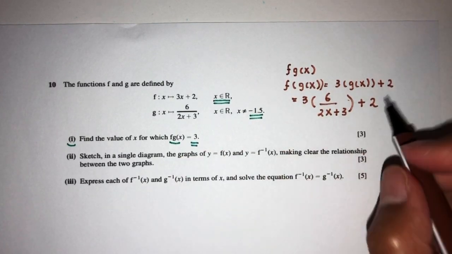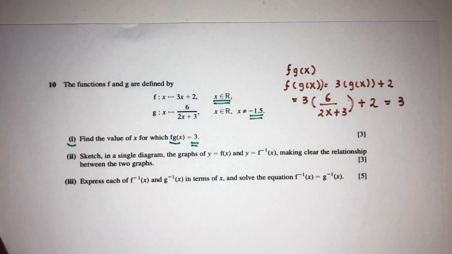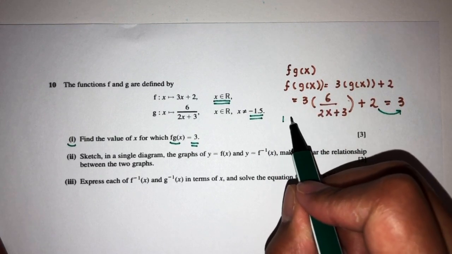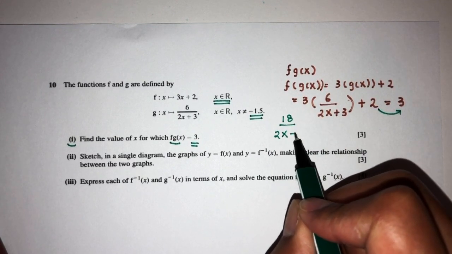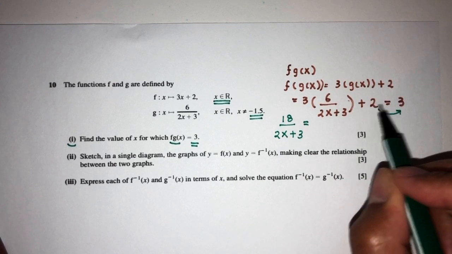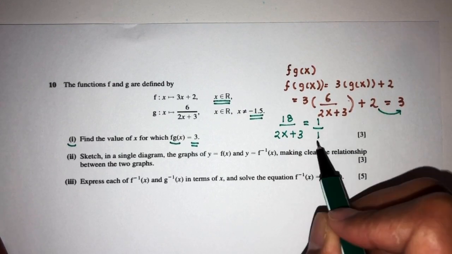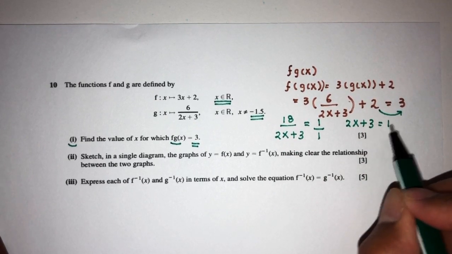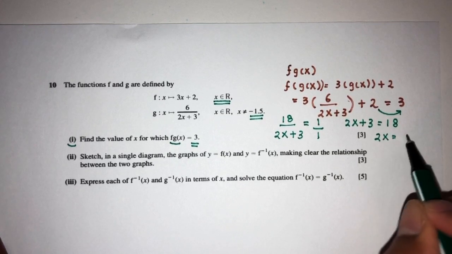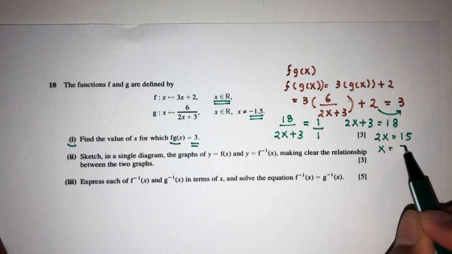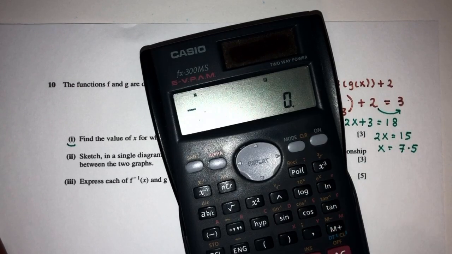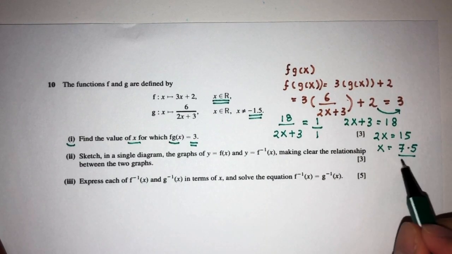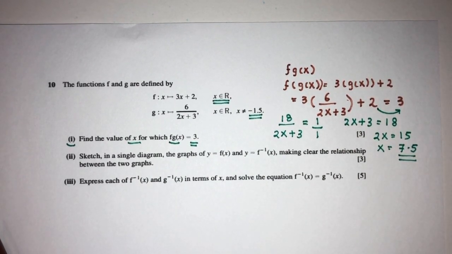Now we have to equate that to the value of 3. So step by step, 3 times 6 will be 18 over the value of 2x plus 3, and that will equal 3 minus 2, which is 1. We just have to cross multiply. You will have the equation 2x plus 3 is equal to 18, which is 2x is equal to 15, and next will be 7.5 as your answer. Let's check: 15 divided by 2 will be 7.5. So part 1, the value of x is 7.5. As you can see, we solved it step by step.